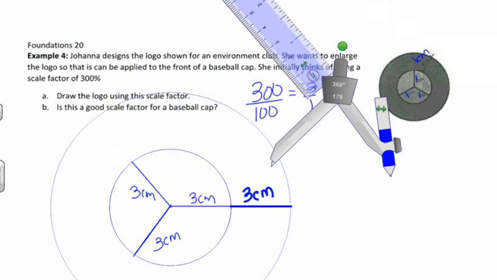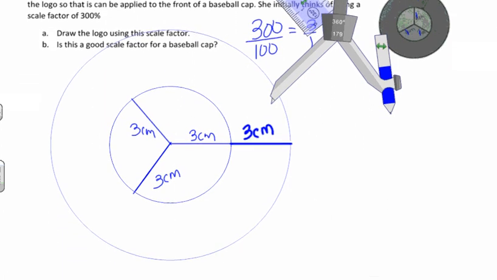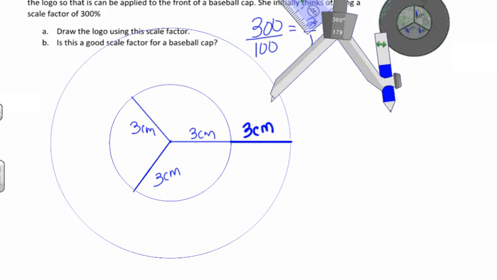So that is the drawing similarly, where my new radius is 3 and the width of the outside circle is 3 as well. So here is the logo. See if you can see all of that. Using the scale factor of 300%. So I tripled what my original was.